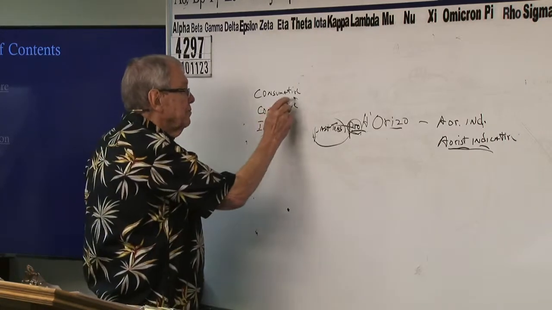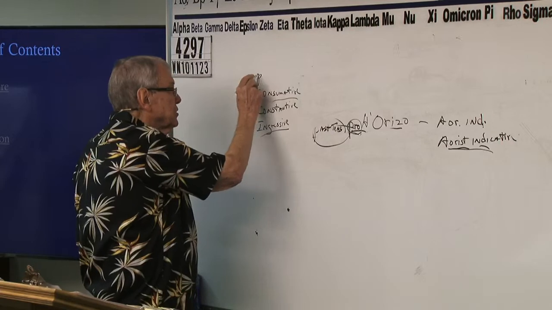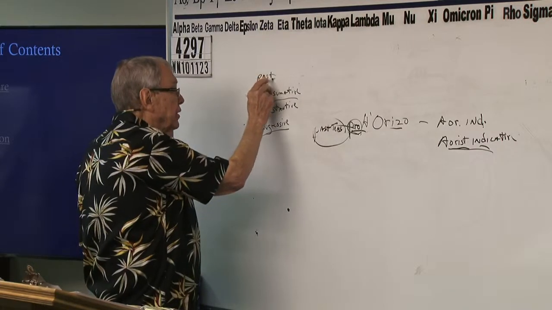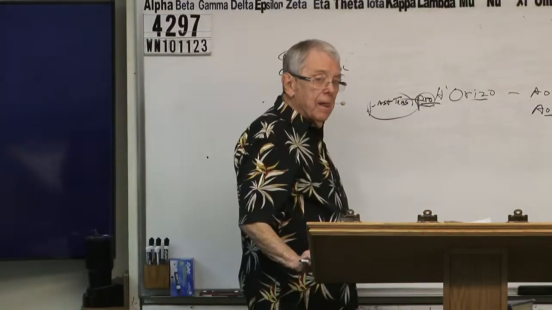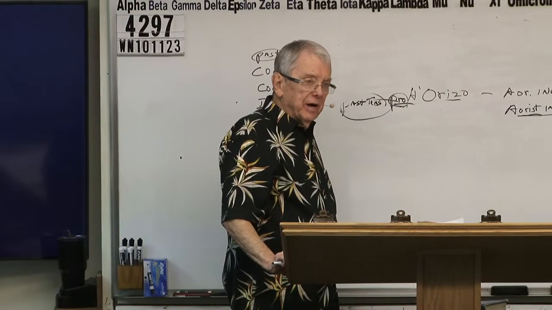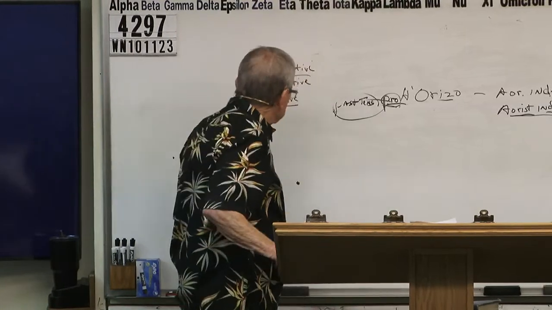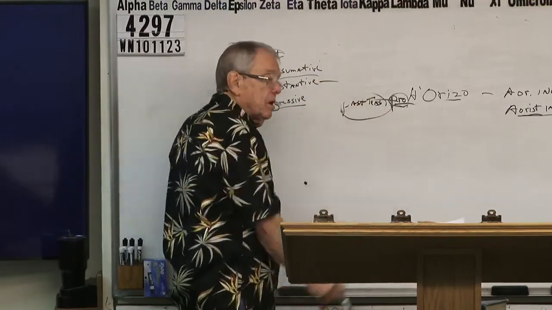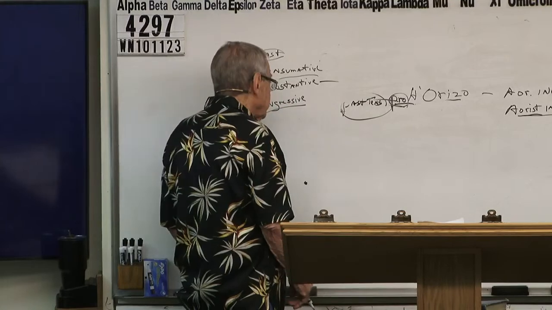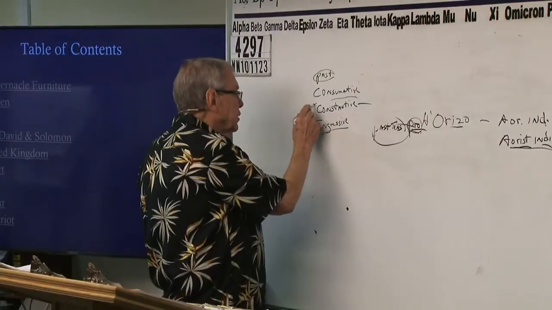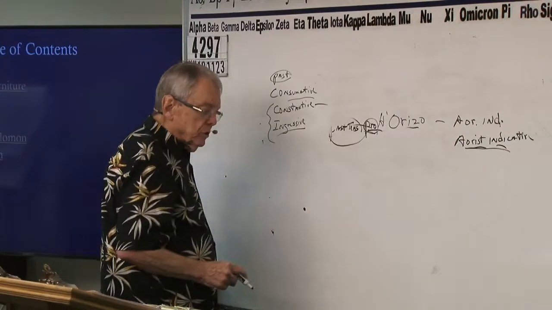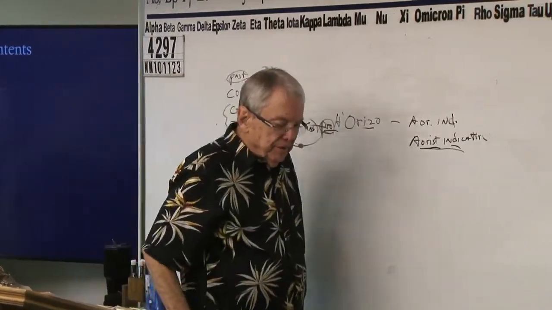A consummative means it happened in the past and it's done. If I said Jesus died on the cross, that happened one time. If I say I have to die daily, that's a constative. It's real confusing between a constative and an ingressive. I always explain ingressive this way.